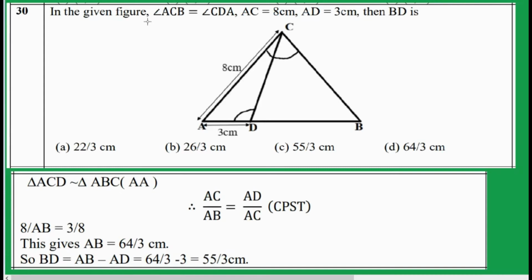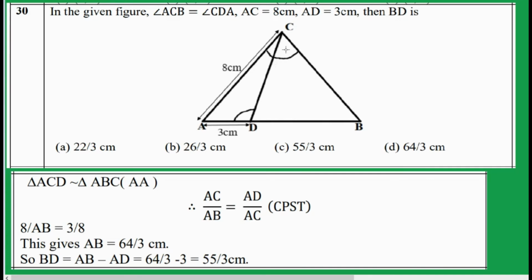30th question. In the given figure, angle ACB is equal to angle CDA. ACB, this angle, is equal to CDA, this angle. So this angle and this angle are equal. And AC is given as 8 centimeters, AD is given as 3 centimeters. Then we have to find the side BD.